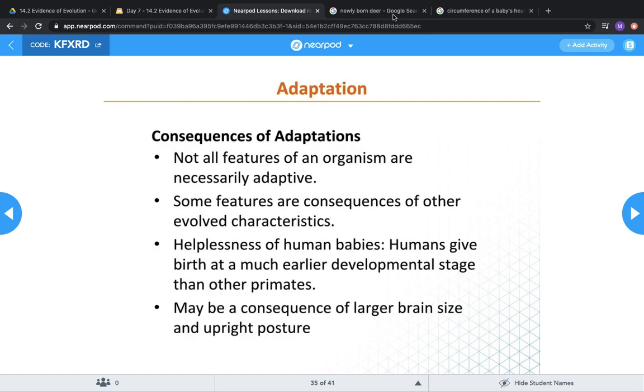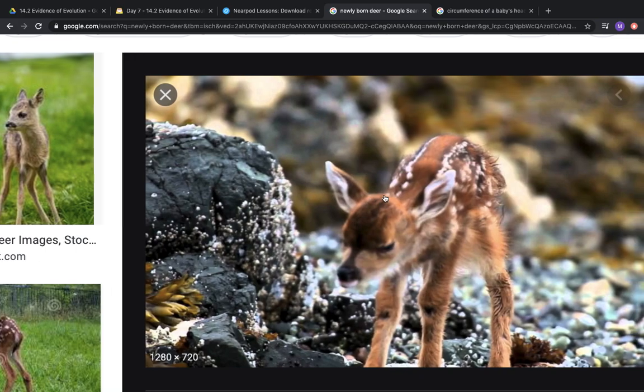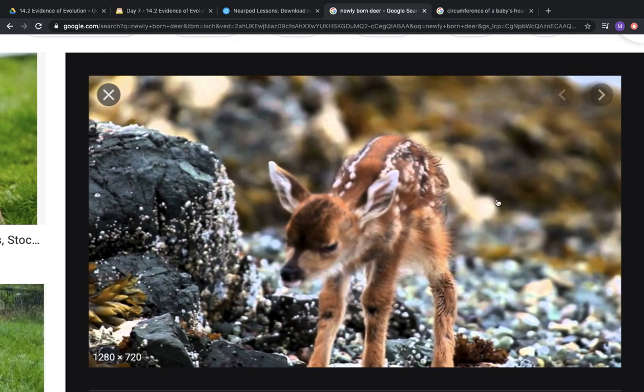So if I look at a baby deer, pretty much as soon as it's born, it knows how to walk, it knows how to run, it knows how to go to its mom for food. It's not sitting there crying all the time. It can basically take care of itself in a very small way. Not completely well adapted. It can't survive completely alone, but it has a lot of abilities that human babies don't have.